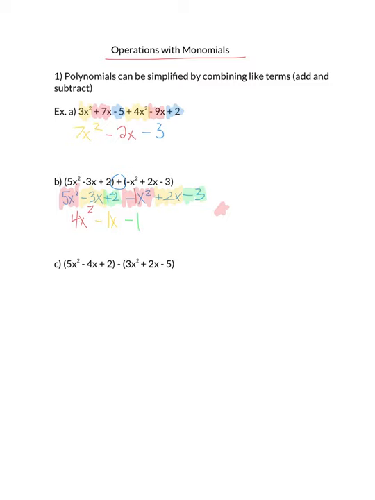Last example here. Again, this first bracket doesn't really mean anything to me. It's there just for no reason, I guess. But the second bracket has a minus sign in front of it. So this does change things. I have to subtract all of these terms. So I'm going to be subtracting this 3x squared. Then I'm going to be subtracting a 2x. And then I'm going to be subtracting a negative 5. So I have to include this.